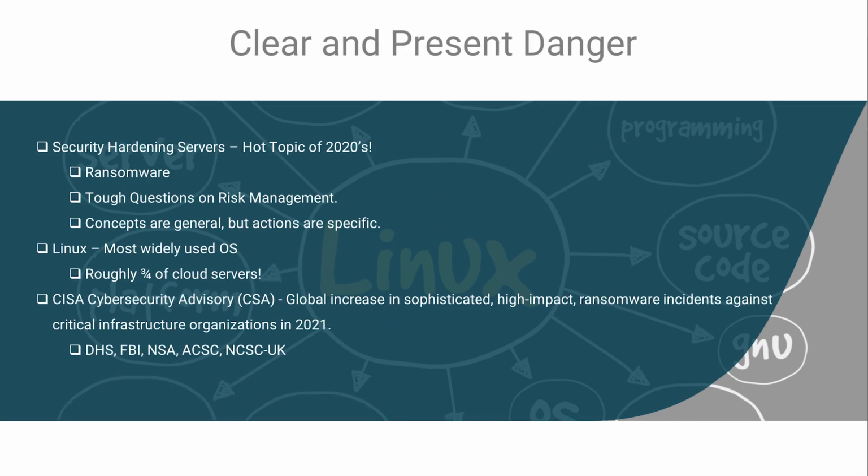Security hardening has become one of the hottest topics in the last few years with the rise of ransomware. All too often, beleaguered administrators have had to answer tough questions from management like, are we protected from a ransomware attack? And what would you do if you got hit with some kind of ransomware? Hardening any operating system or device is general in nature, but specific in action. The concepts that work on a Cisco router will also work on a Linux file server, but how they are accomplished are completely different.